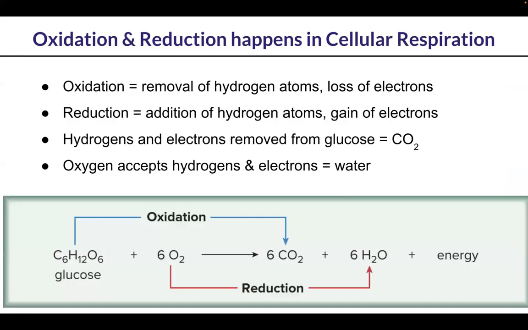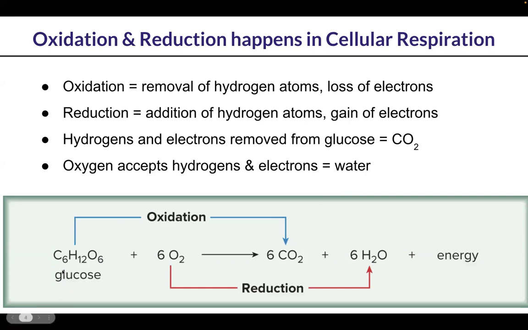What's happening here in cellular respiration is something called an oxidation and reduction reaction. What I want you to take away from this is that oxidation is when we remove hydrogen atoms and we lose an electron. Reduction is when we add hydrogen atoms and we gain an electron. So let's take a look at this equation.